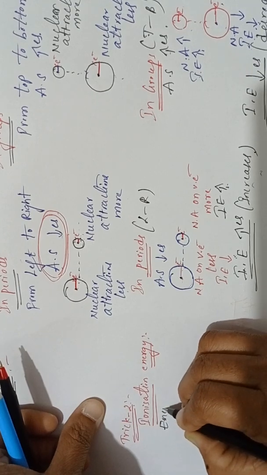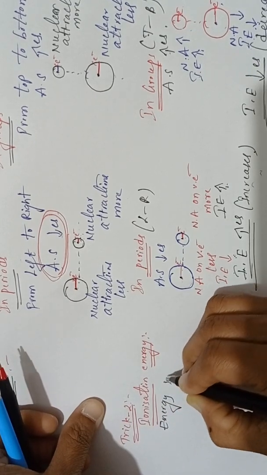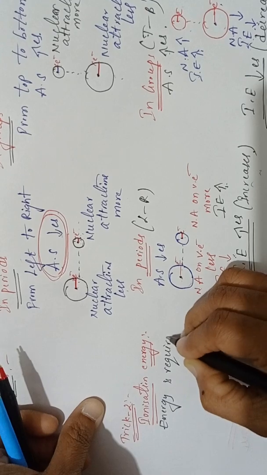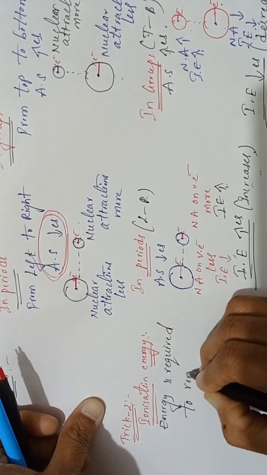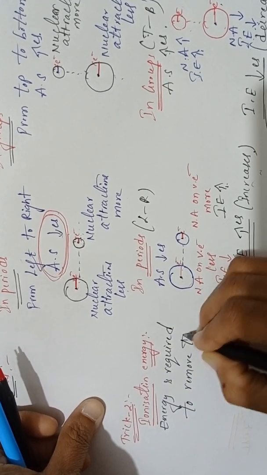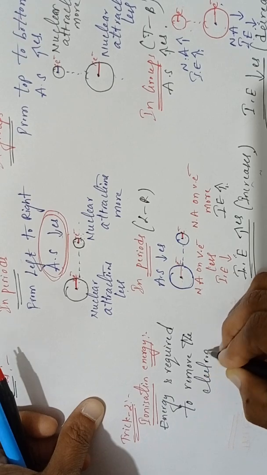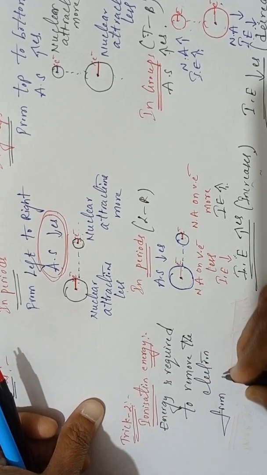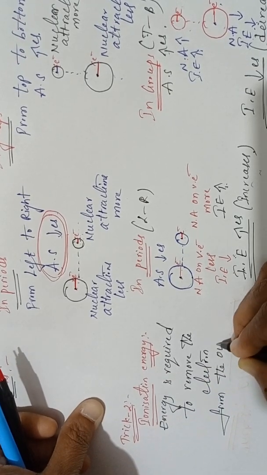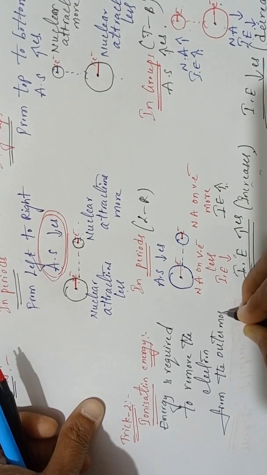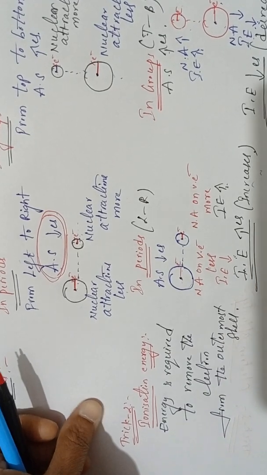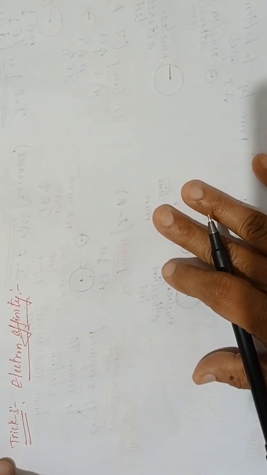Energy is required to remove the electron from the outermost shell. Clear this one? Just a small definition. Now we are going to discuss electron affinity. What is the definition, students?